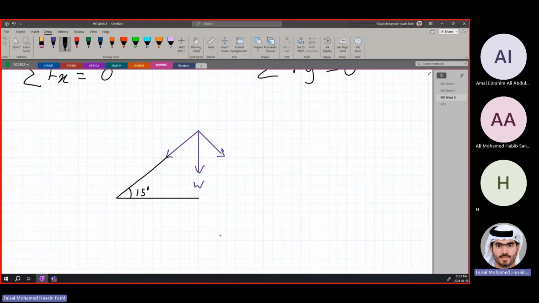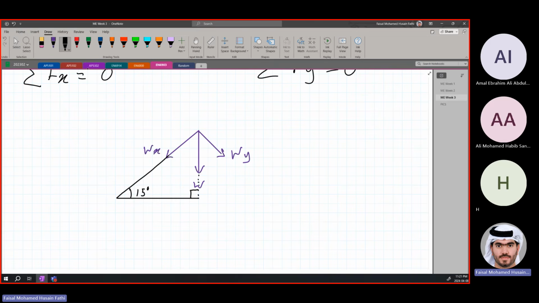How can we break this down into these two? Let's call these WX, because this is in the X direction, and WY, because this is in the Y direction. We need to figure out the angle between W and one of these. So now, if we wanted to just complete this triangle, we will notice that we have a right triangle.